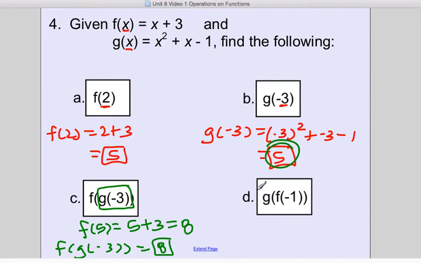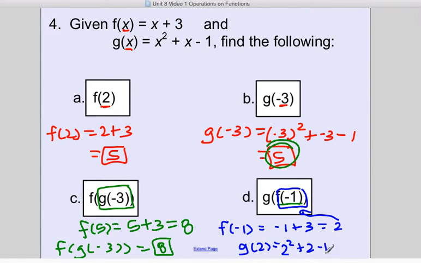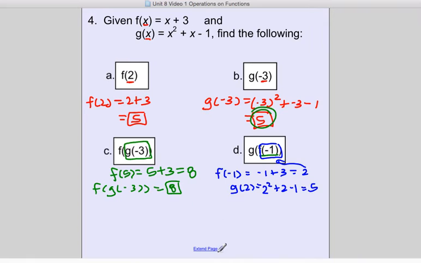Okay, if I look at D, it's g of f of negative 1. Okay, f of negative 1. Did I find that earlier? I did not. So I have to do a little bit more work for this one. First, let's find f of negative 1. It's really negative 1 plus 3, which gives us 2. Now this piece right here, what do we say it's equal to? 2. So we need to find g of 2 to find our final answer. So it's 2 squared plus 2 minus 1. This is 4 plus 2 is 6. 6 minus 1 is 5. So my answer for g of f of negative 1 is equal to 5.